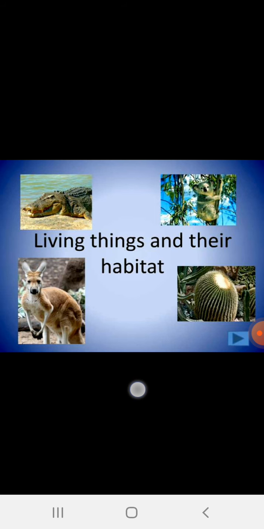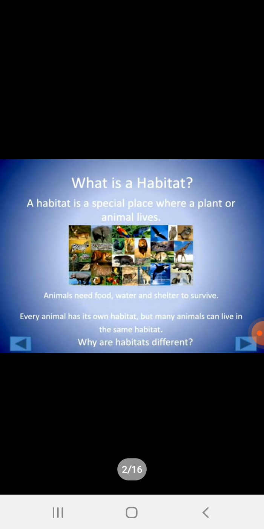In the previous class, we studied what is habitat, what is adaptation, what are the different types of habitat, and why different animals have different habitats. So, habitat is the place where animals or living organisms live, and adaptation is the process by which living beings develop special features so as to adjust to their specific environment.